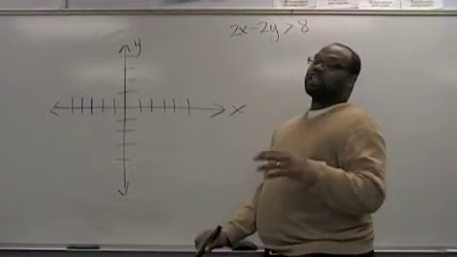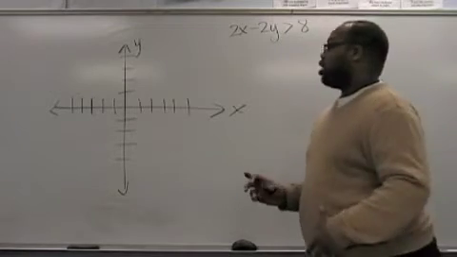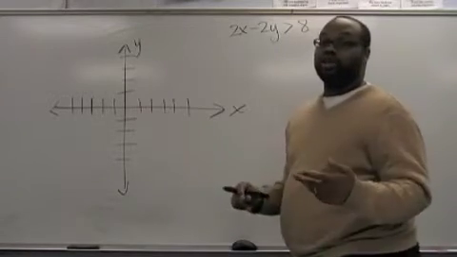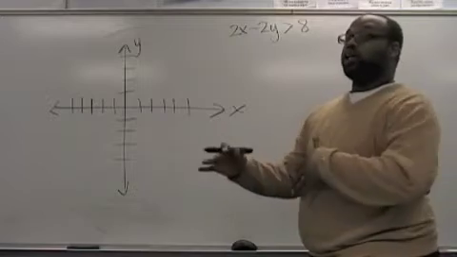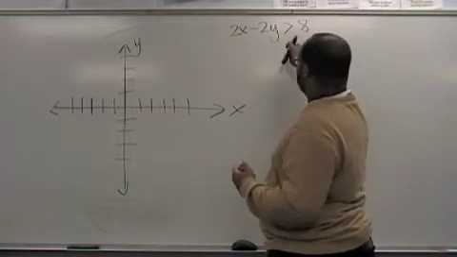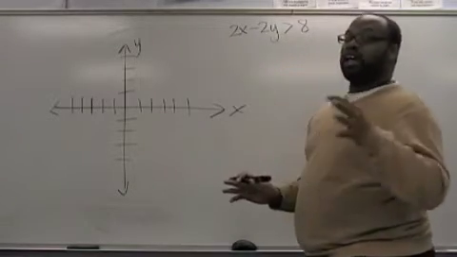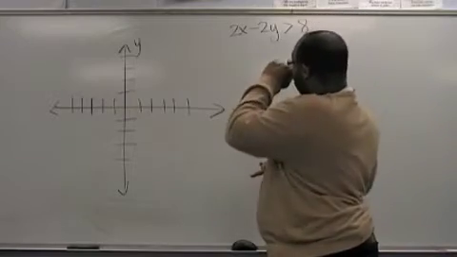Hello, Mr. Jones again. Today, we're still going to graph inequalities using two variables. This time we're going to graph just a greater than symbol. And so there's no or equal to there, as you can see. So that would be a dashed line. So let's take a look at it.